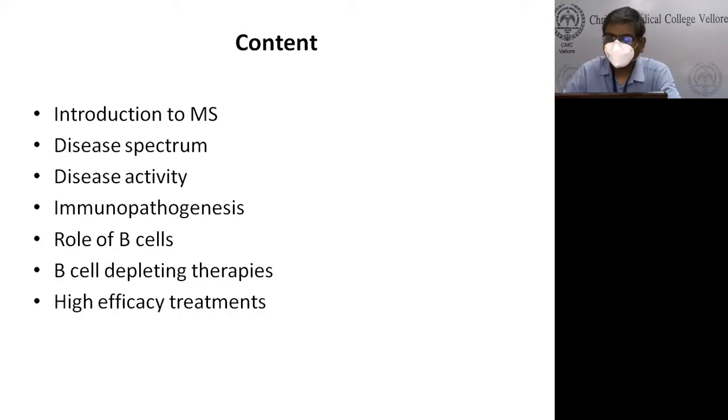So we'll have a brief introduction to multiple sclerosis. What is the disease spectrum in multiple sclerosis? How do you diagnose multiple sclerosis? How do you assess the disease activity? Some concepts about immunopathogenesis of multiple sclerosis. What is the role of B cells in multiple sclerosis? Why are B cell depleting therapies coming up in a big way? One of which, mainly rituximab, we use very commonly all over the world. And what is the importance of starting high efficacy treatments early into disease? So this will be the overall focus of the topic.